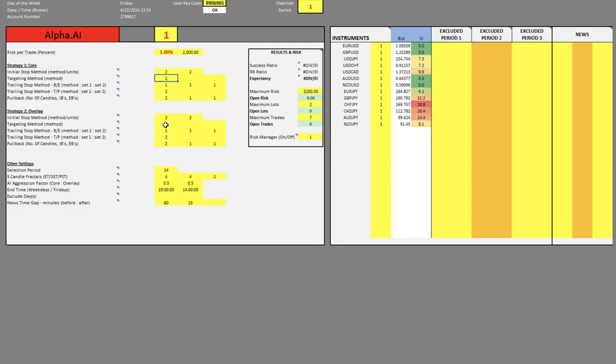You'll notice that I'm not going to run through all of these for overlay again, but if you wanted to use a fixed target for the overlay, you could set that to 1, but I've found that setting it to 2 has really done wonders for the performance of the software as a whole.